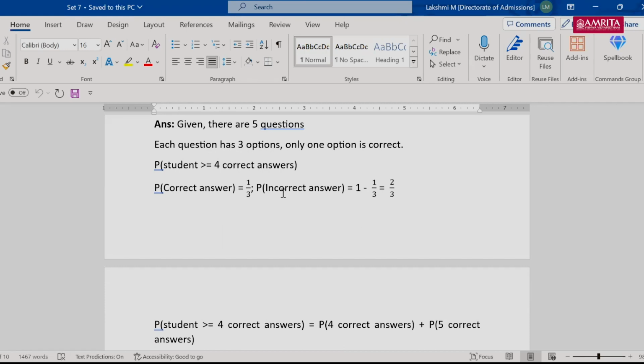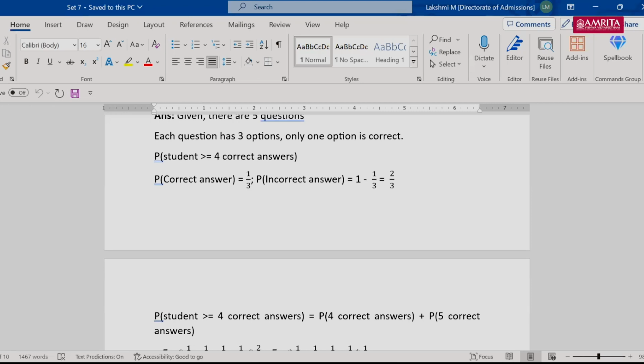Right? Now, probability of correct answer is 1 by 4 and the incorrect is like 1 by 3 because there are 3 options. I got it wrong. So probability of correct answer is 1 by 3 and probability of incorrect answer is 1 minus 1 by 3, which is equal to 2 by 3.